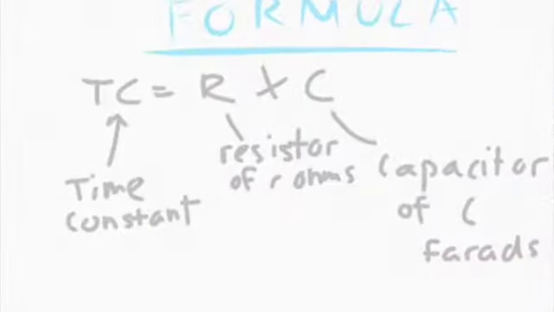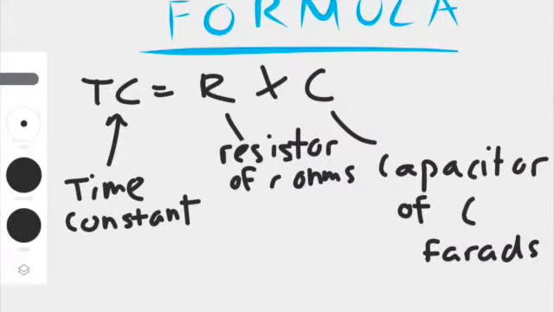Alright, so this is the formula, and as you can see it says Tc equals R times C. I'll be going over each individual variable. Tc on the left is obviously the time constant as labeled there, and R represents the resistor of R ohms, so the amount of ohms the resistor is, and C represents the capacitor of C farads. So the unit for C would be farads, and the unit for resistors or R would be ohms.